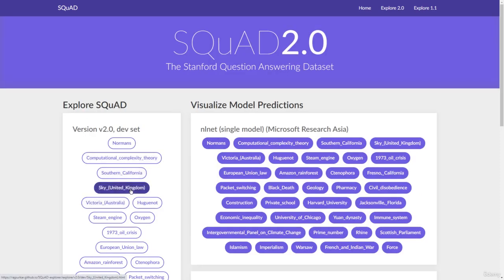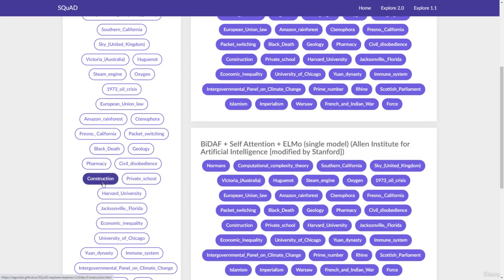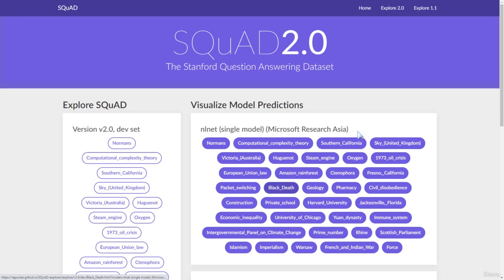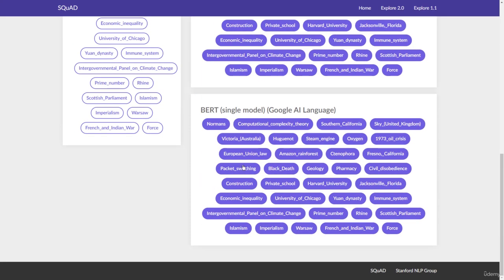We have the different topics where our contexts are being drawn from. Like if you take construction, you have construction as the process of constructing a building and all of that. So this is about construction. And then right here we can see some model predictions. If we take, for example, the BERT model by Google AI.